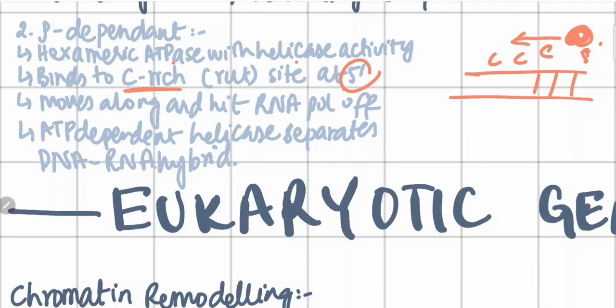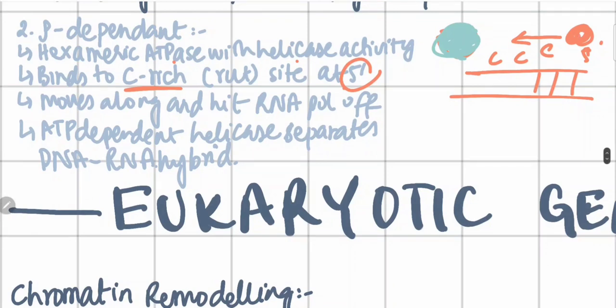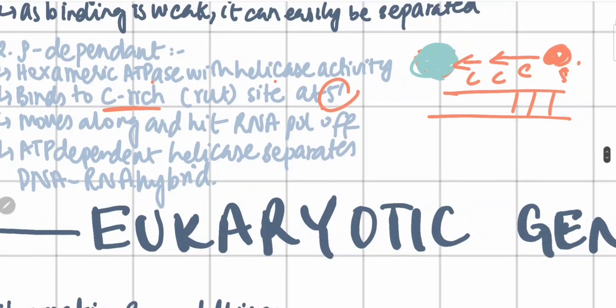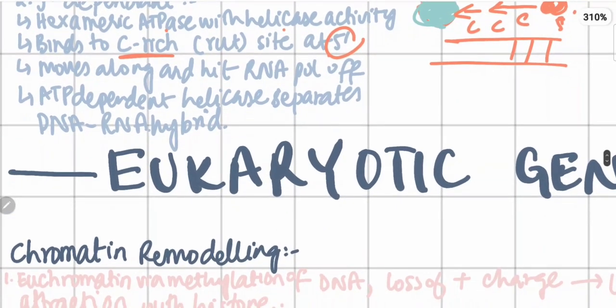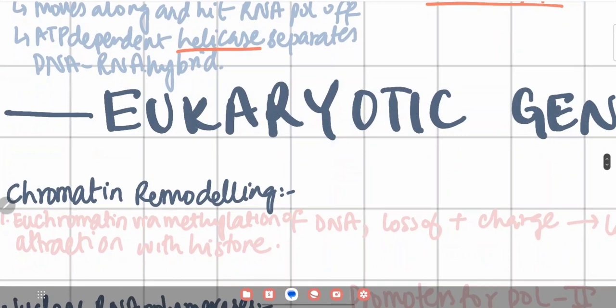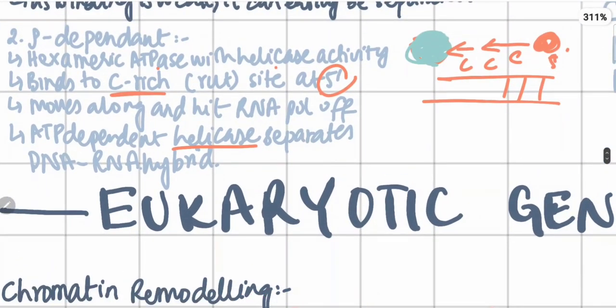This will move along, and in front of it we have the RNA polymerase, and it is going to come along here, and it is then going to knock the RNA polymerase off of the DNA, and that's how transcription is stopped. And because it also has a helicase activity, as you know that this transcription is because of base pairing, right? The DNA-RNA hybrid is now going to break because of the helicase activity of the rho protein.